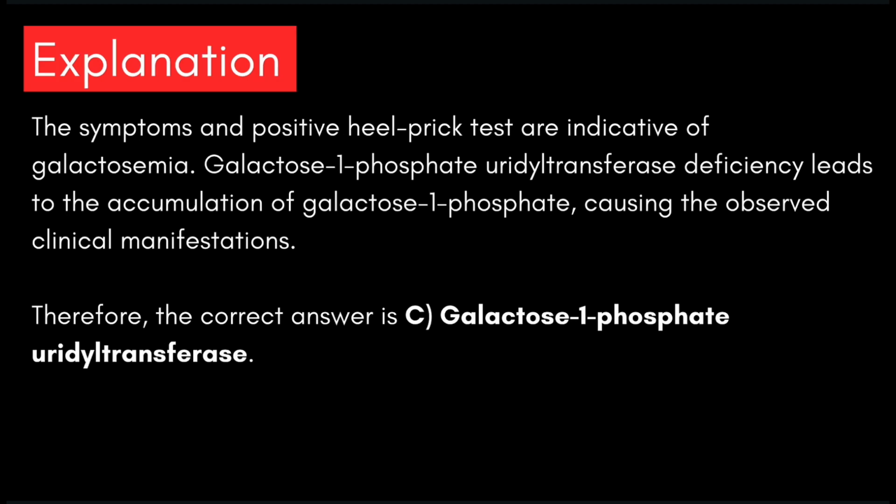Otherwise, moving on now. The symptoms and positive heel prick test are indicative of galactosemia. Galactose 1-phosphate uridyl transferase deficiency leads to the accumulation of galactose 1-phosphate, causing the observed clinical manifestations. Therefore, the correct answer here is C, galactose 1-phosphate uridyl transferase.